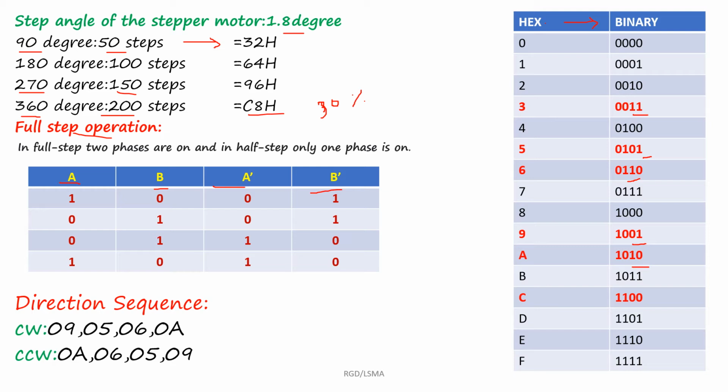With respect to A phase, I am energizing, so I am making the contact close to the A phase, and the adjacent phase is B dash, so I am going to make this contact also closed.